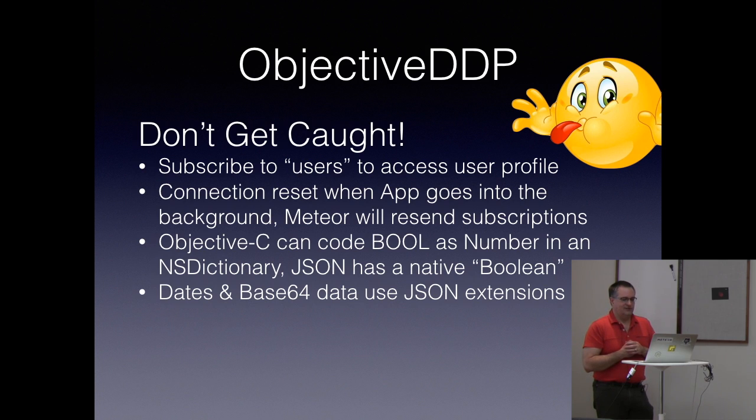In Objective-C, a Boolean is just a number. It's not a special type like it is in JavaScript. And if you have an NSDictionary with a Boolean in it and you encode it as JSON, sometimes it'll encode as a Boolean true-false, and sometimes it'll encode as a number 0, 1. And that can really mess things up if you're expecting it to be one way or the other.